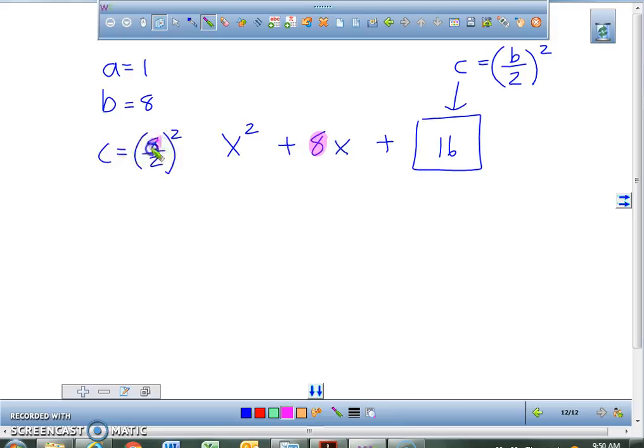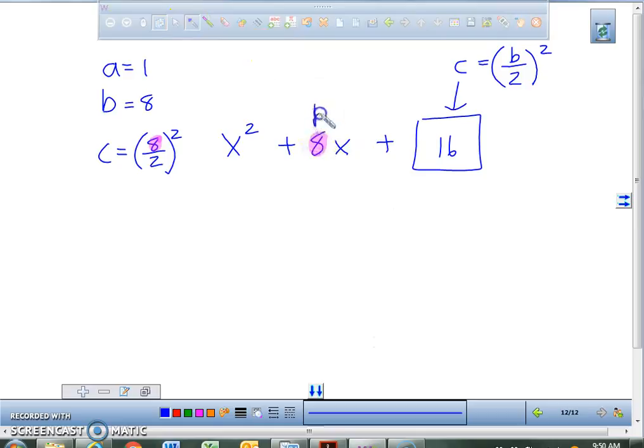Okay? So right here, you see that 8? That's our b value, correct? So we took half of it. Half of 8 is 4. 4 squared is 16. So now we're going to do some examples and see if you guys can finish completing the square on your own in your journal.